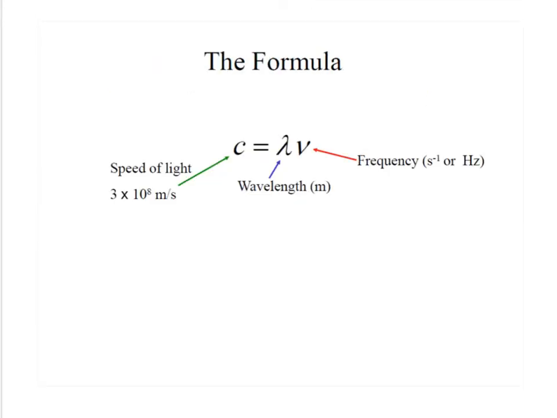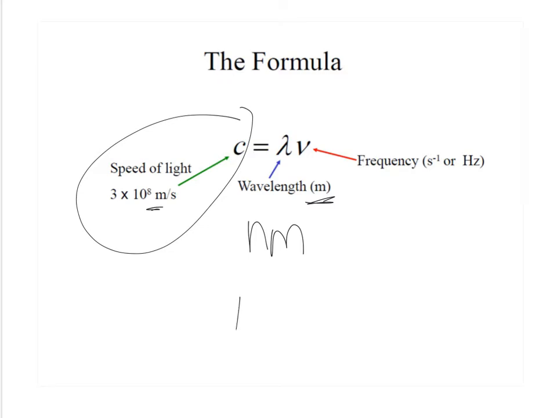So here's your formula. Speed of light is c. C will always be this. It's a constant. Then your wavelength, which needs to be in meters because of your speed of light constant. Usually wavelength is given to you in nanometers, so you'll have to convert. There are 1 billion nanometers in 1 meter. And then your frequency. And I usually write frequency as f instead of v.